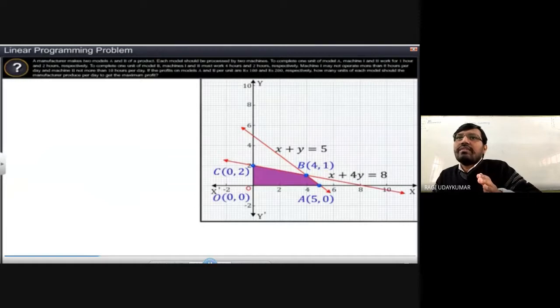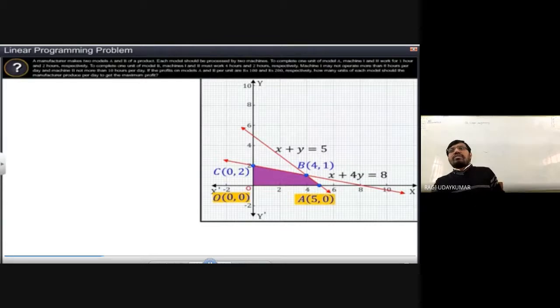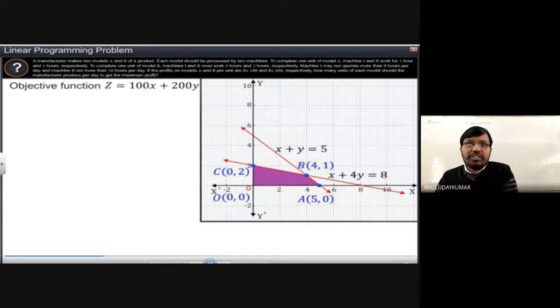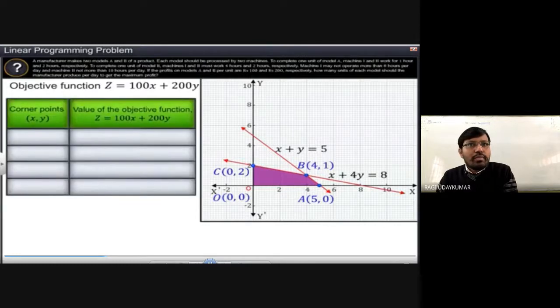Okay. So now, coming back to our first starting problem, this one is bounded. So the maximum profit will exist at any one of the points O, A, B, C. O is 0, 0; A is 5, 0; B is 4, 1; C is 0, 2. At these points, what is the maximum value of the objective function? The objective function is 100x plus 200y. The corner points are x, y, and the value of the objective function is z.